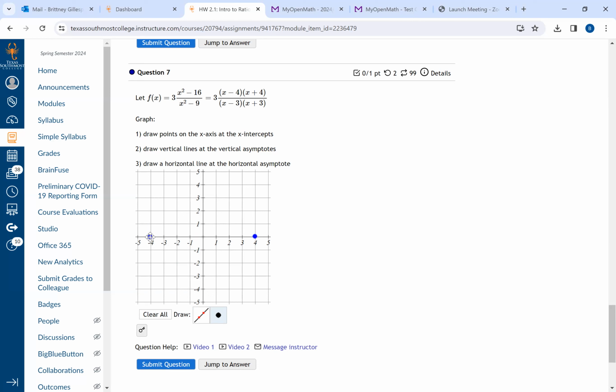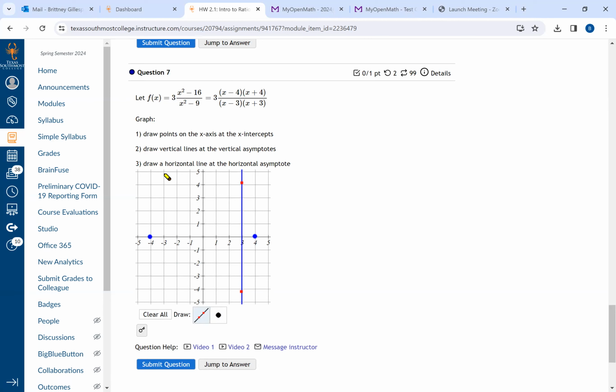And then I need to have vertical lines at my vertical asymptote. So I'm going to switch from the point over to the line. I have vertical asymptotes at 3. So I'm going to click. And then I extend out along the line, click again. So that's my first vertical asymptote.